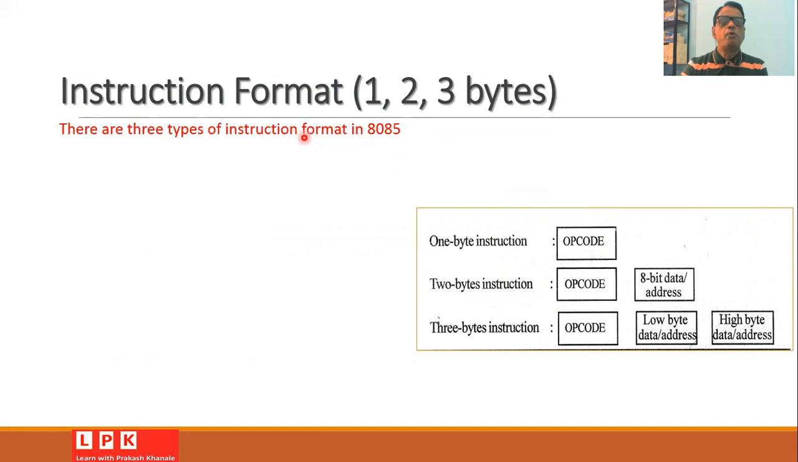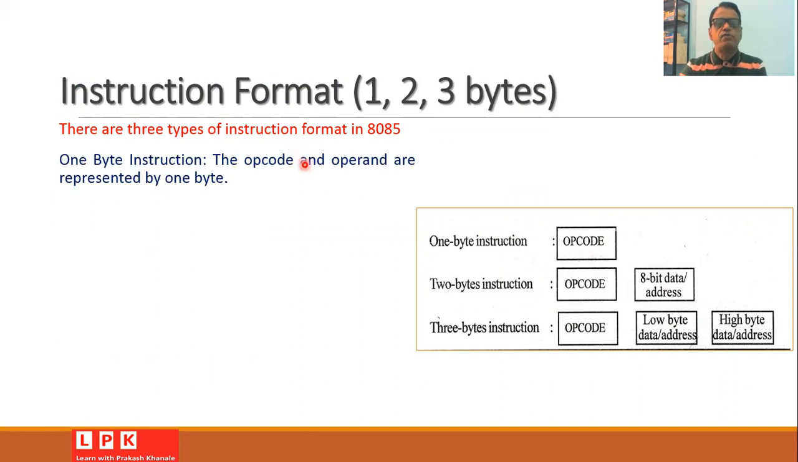Now let us understand what different formats are used for the instructions in 8085. There are 3 common types of formats used for the instructions in 8085. The first format is called a 1 byte instruction. Many instructions for 8085 are 1 byte, that is, the opcode and the operand are represented by only 1 byte. So a 1 byte instruction has only one opcode.